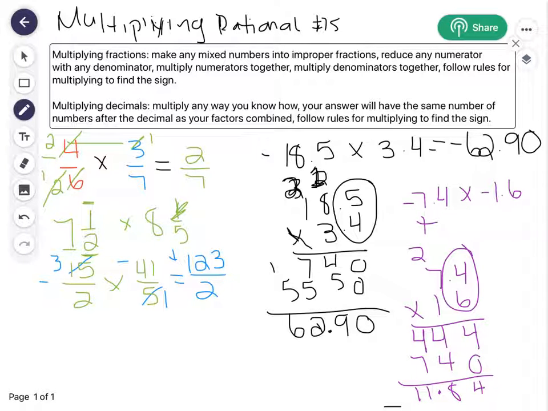Okay, so multiplying decimals, you really just have to multiply any way you know how. I stack, so that's the way that I am most comfortable teaching, so that's the way I did it. And then make sure you use the same rules for multiplying two negatives or multiplying two positives or multiplying a positive times a negative in your answer. Multiplying fractions, you just have to make sure they are improper or proper but not mixed. Then you reduce, then you multiply straight across on the numerators, straight across on the denominators, and you get your answer.